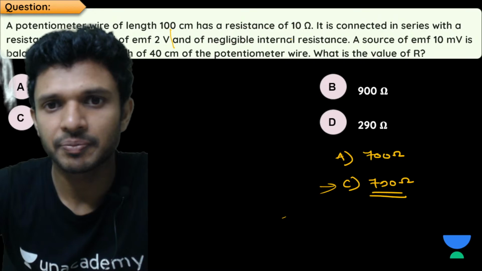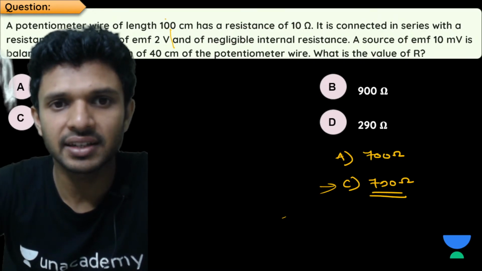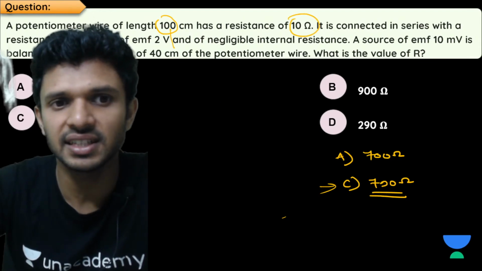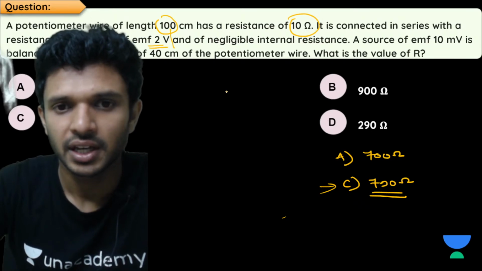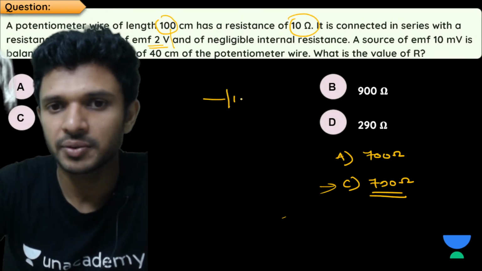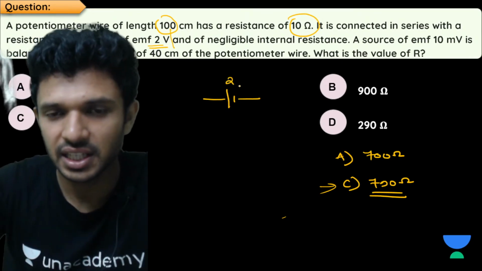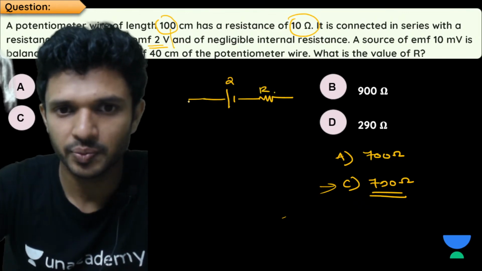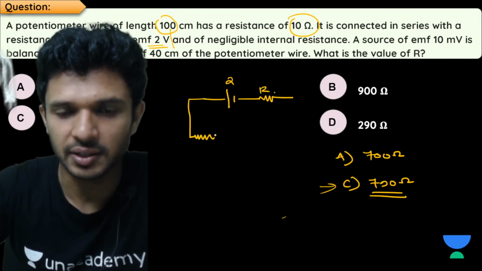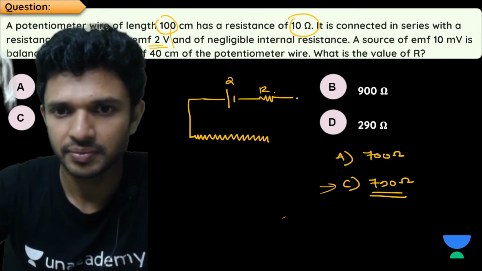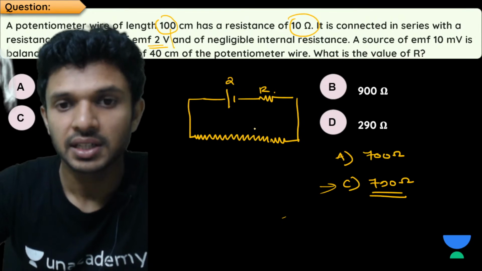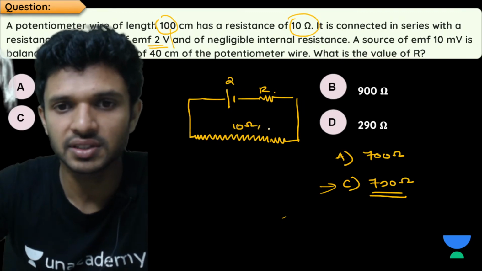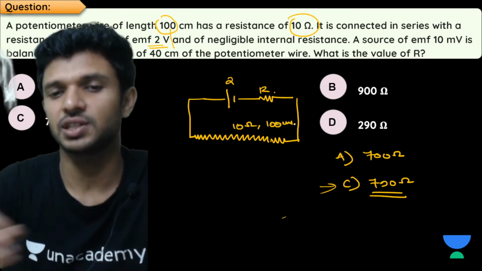So what is told is, a potentiometer wire of length 100 centimeter has a resistance of 10 ohms, and it is connected in series with a resistance R and a cell of 2 volt. So the entire description is regarding the primary circuit. EMF is 2 volt. It has a resistance connected in series with it, which is R, which we don't know, and it is connected to our potentiometer wire. This wire has a resistance of 10 ohm and length is 100 centimeter.